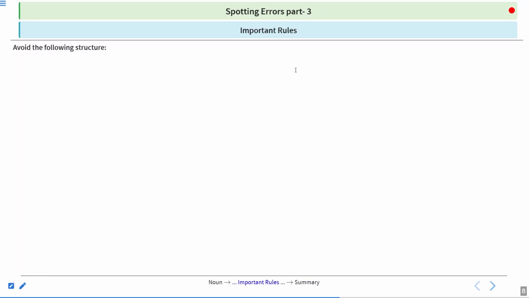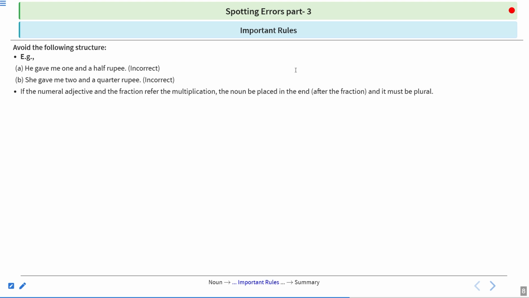Important rules. Avoid the following structure. Example: he gave me 1.5 rupee, which is incorrect. She gave me 2.25 rupee, which is incorrect. If the numeral adjective and the fraction refers to multiplication, the noun should be placed at the end after the fraction, and it must be plural.